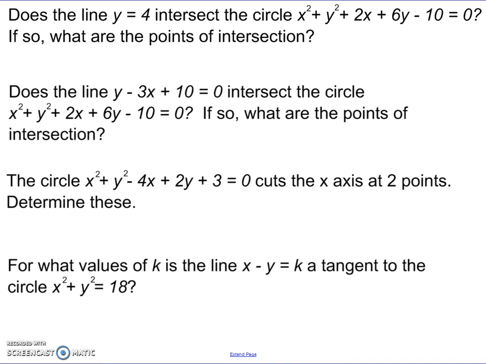So the first 3 questions are, here's the equation of a line, here's the equation of a circle, do they intersect, and if so, what are the points? And the final one is, I'm giving you the equation of a line, but the constant at the end, the plus c, is given as just a generic variable. I want you to determine that based on the condition that it's a tangent to the circle. So pause the video and have a crack.